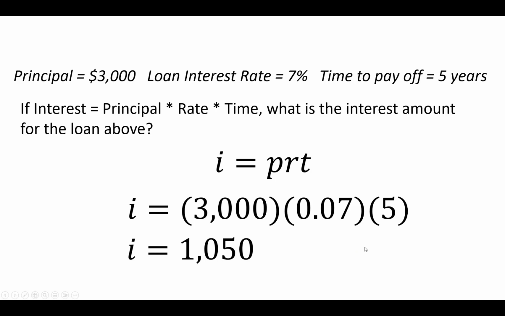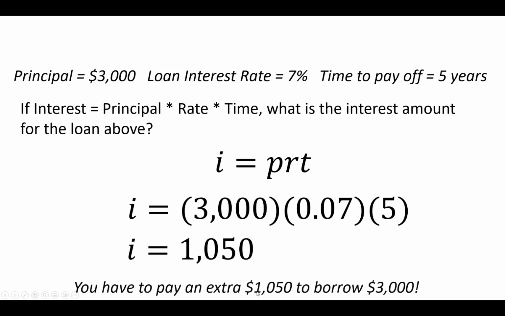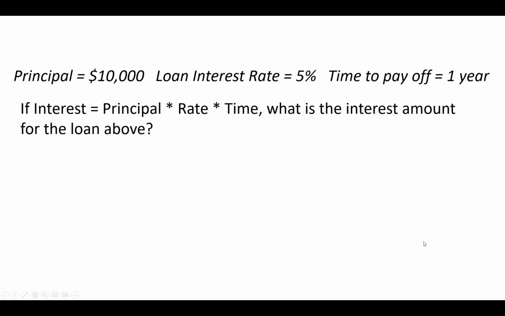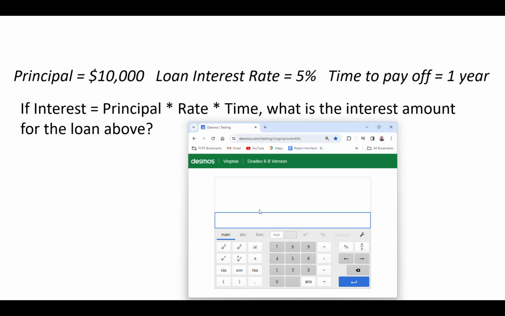We're going to keep going. Now I'm going to show you, you have to pay an extra $1,050 to borrow $3,000. I'm going to show you how to use the Desmos calculator for this one. Let me bring it up. So here's how you can do this. You can go I equals PRT, and then you can go P equals, that's your principal.